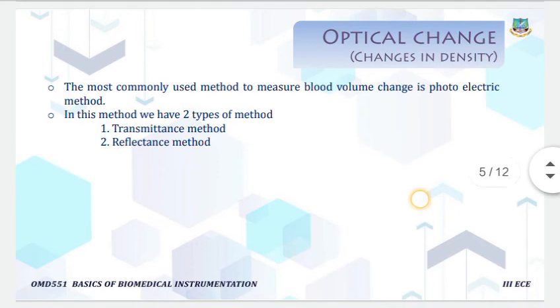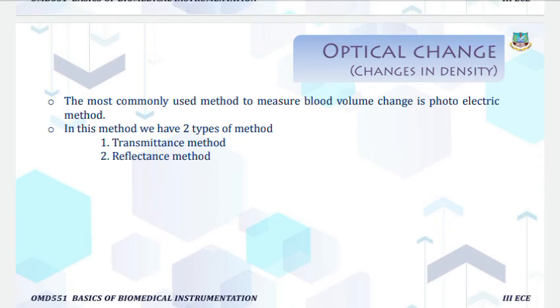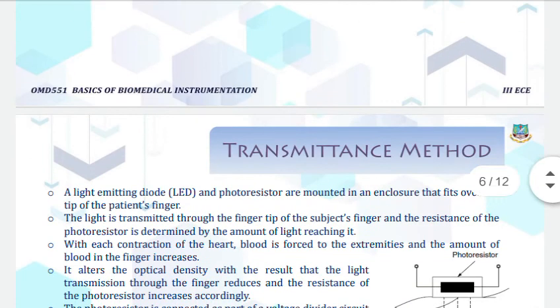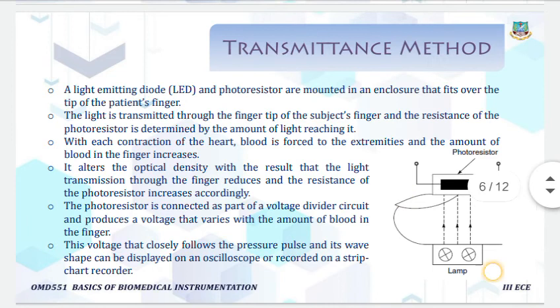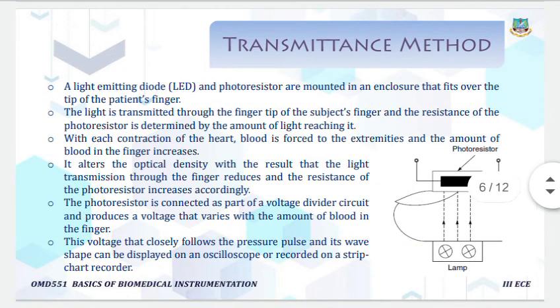Next one, optical change method. This method is most commonly used nowadays to measure the blood volume change. This method is also known as the photoelectric method, that is a change in density method. This is divided into two types, that is the transmittance method and the reflectance method. So the first one is the transmittance method.